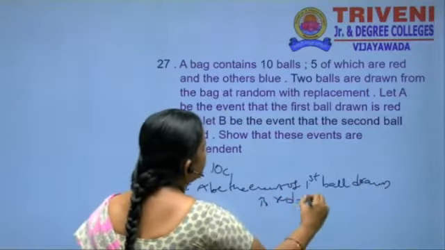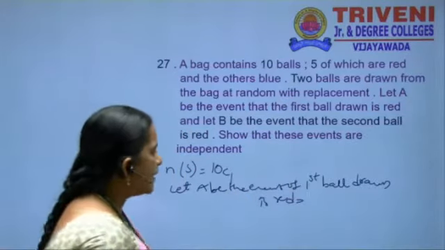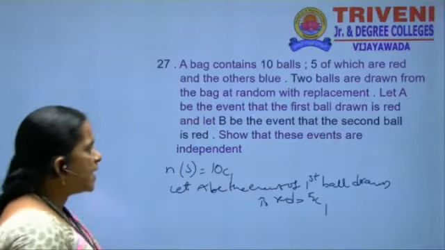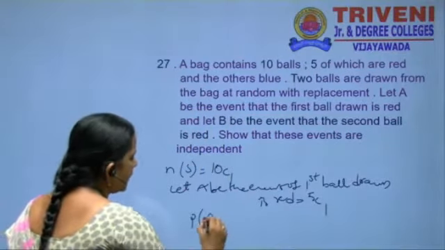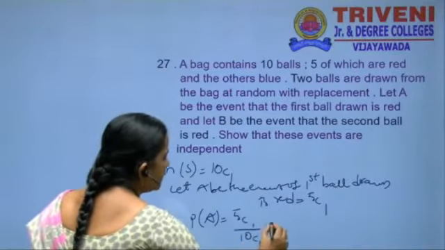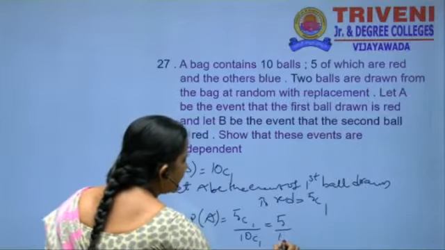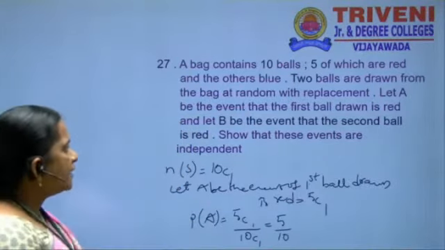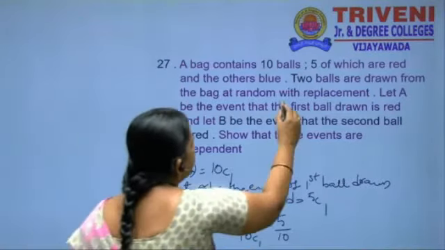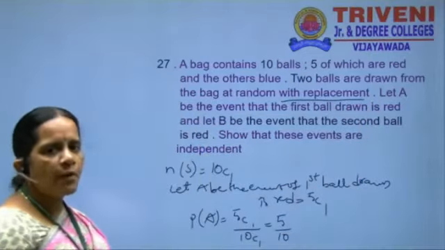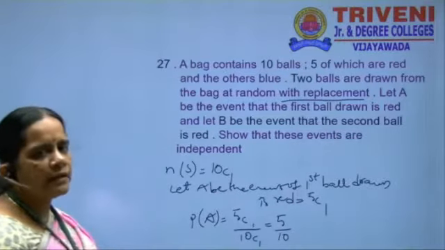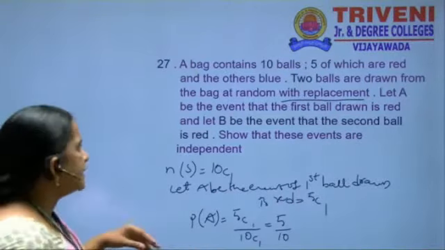How many red balls are there here? 5 red balls. We take one ball, that is 5C1. Then the probability P of A is N of A by N of S, that is 5C1 by 10C1. 5C1 is nothing but 5 and 10C1 is nothing but 10. And B is the event of the second ball also red, but with replacement. Then the total balls are the same and the red balls are also the same, so again we take 5 red balls out of 10.